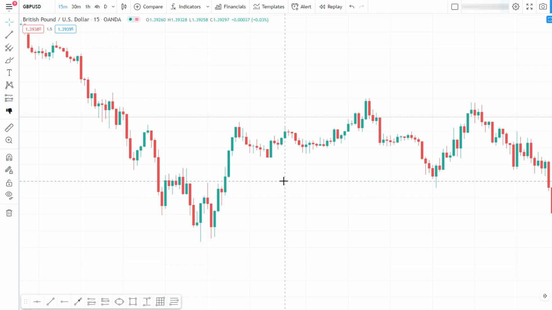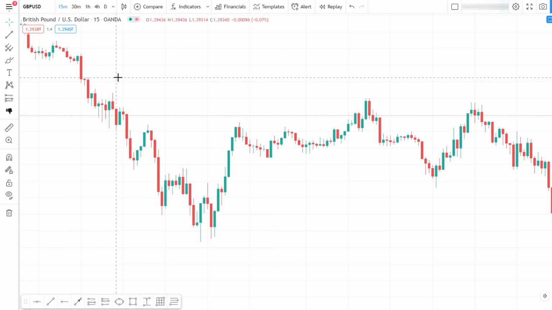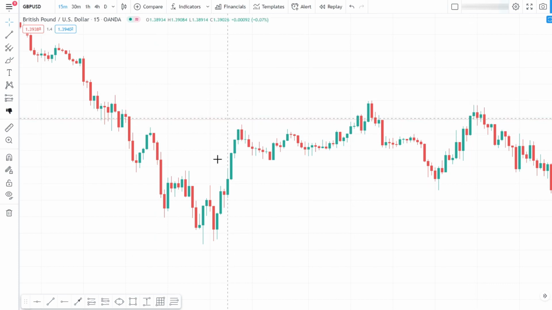So if you don't know what this platform is, it's called TradingView. If you are new to trading, you may not have heard of this, but this is a really good platform to use when you are marking up charts, as you've got loads of tools and indicators and loads of things on the side that you can use, and there's a lot of pairs and stuff on here.